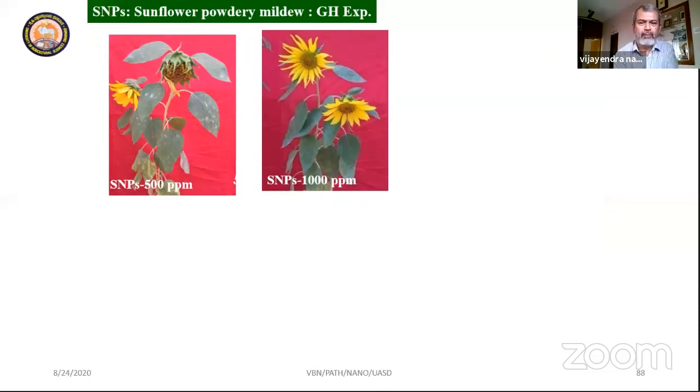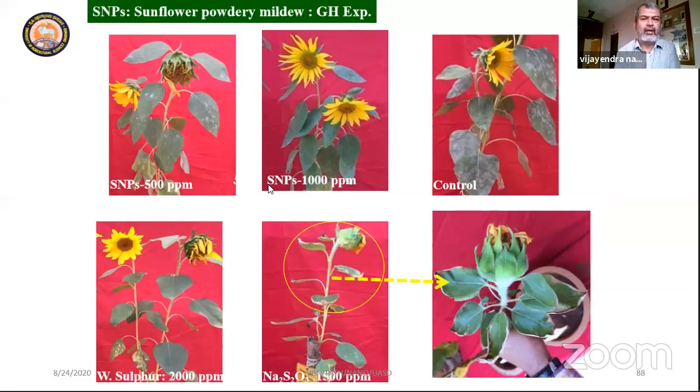Next, another example, beautifully you can see now, in relation to sunflower. So 500, 1000 and the control. Can we find the difference in these things? With sodium thiosulfate, you can find necrosis and opening of the flower, everything else has been stopped. Remember, in glass house, the sunflower will not grow luxuriantly. Always the stem is thin, so you have to provide some staking, otherwise it will not remain standing. So now you can very easily say that sodium thiosulfate is phytotoxic, but not the nanoparticles.